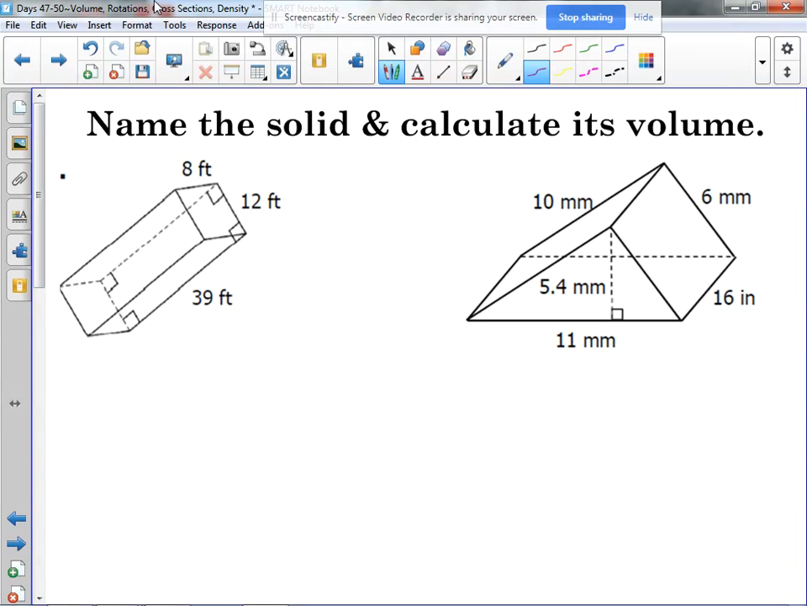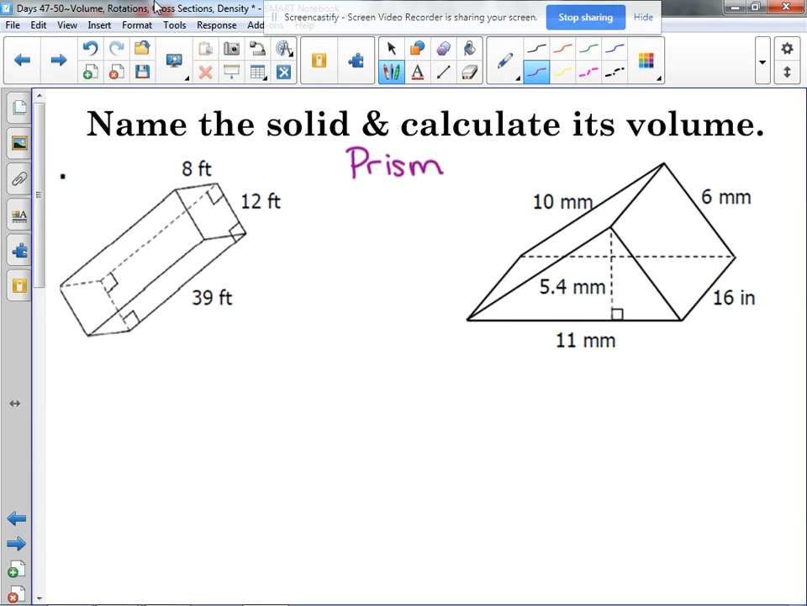All right, so all of these first problems that we're going to do, these are technically what we call prisms, okay? These are all prisms. Now, you specifically have some formulas for prisms. You have a triangular prism, you have a rectangular prism. Technically, a cylinder is a prism.